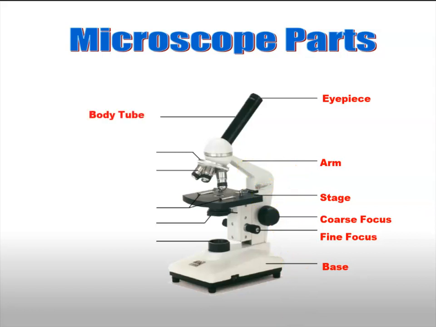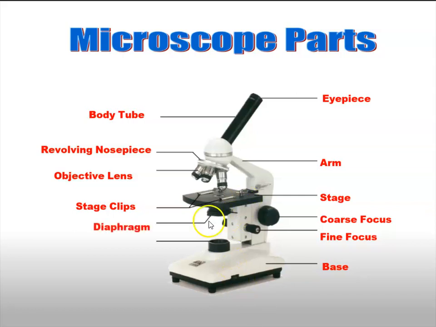That's just the area that we look through from the eyepiece. We have what's called the revolving nose piece with the different objective lenses. These different lenses, we can just turn this. It turns really easily, and you can move from one lens to another, from one magnification power to another. You have stage clips that hold your microscope slide in place. We have a diaphragm that determines how much light passes through, and then we have our light source down there at the bottom.